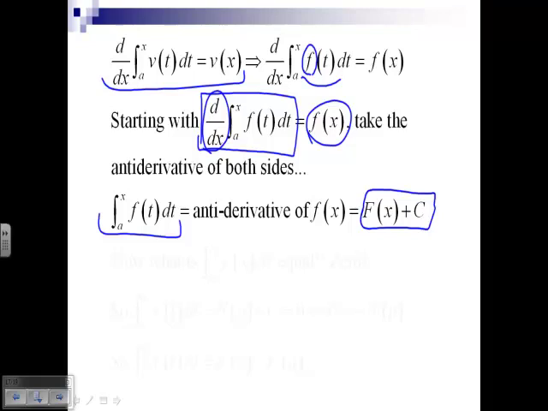And here's what I have. This integral is equal to this antiderivative plus c. Now, how can I find the value of c? Do you remember when we first did these problems? I've got to know some point of the function.